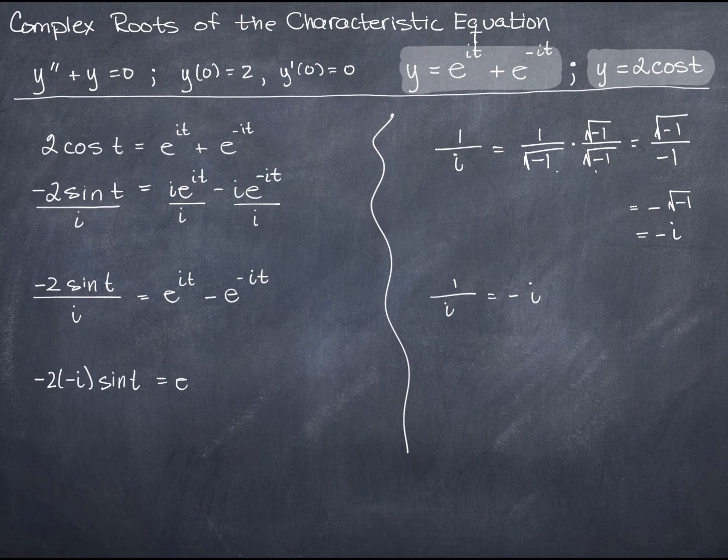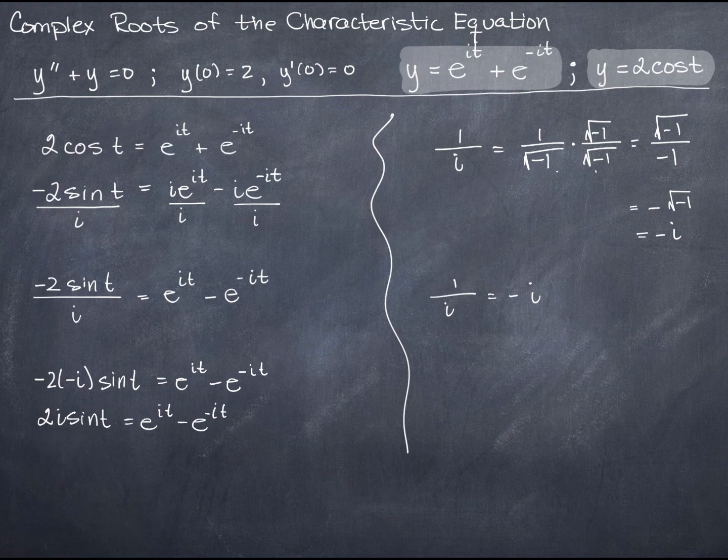Cool. So let's change this to -2 times -i, the sine of t, and that's equal to e to the it minus e to the negative it. And then, of course, a negative times a negative is a positive, so that gives me 2i sine of t equals e to the it minus e to the negative it.